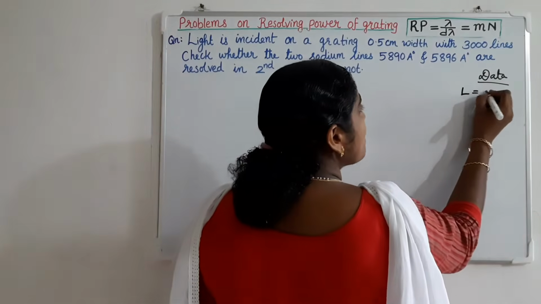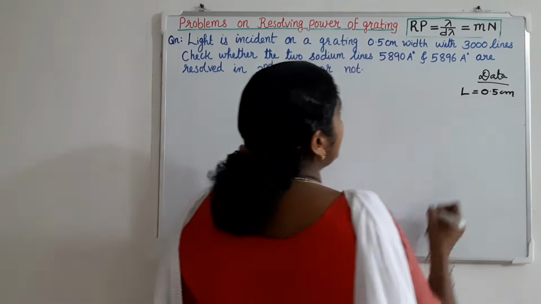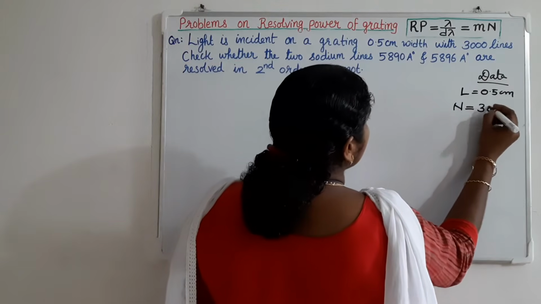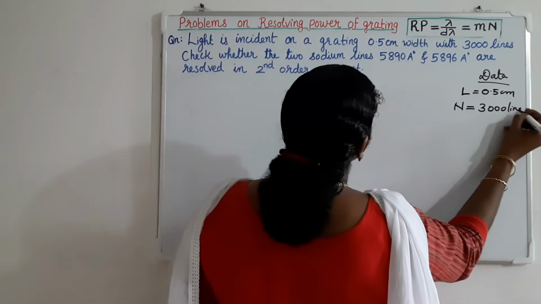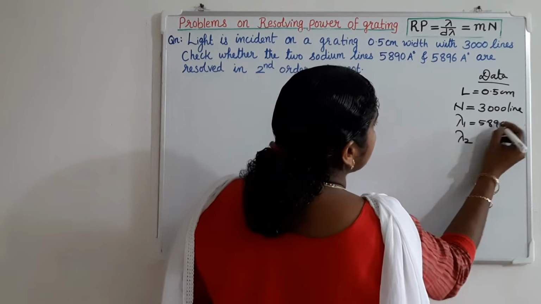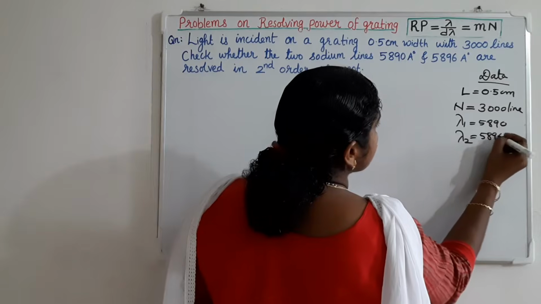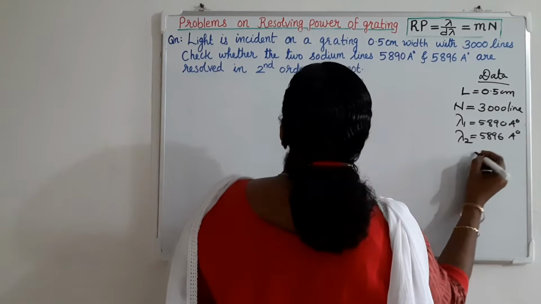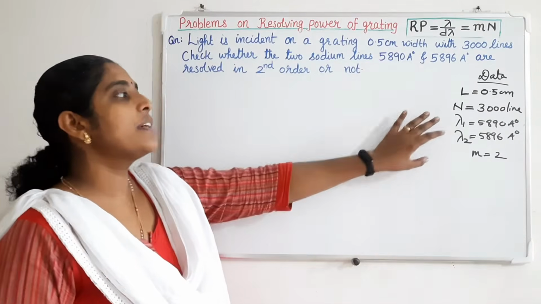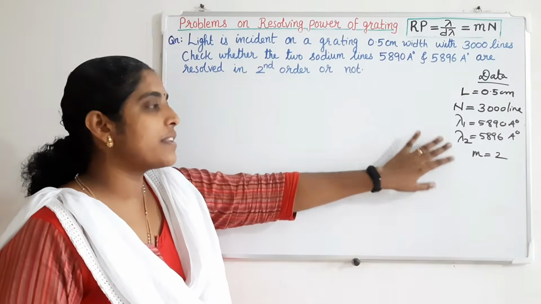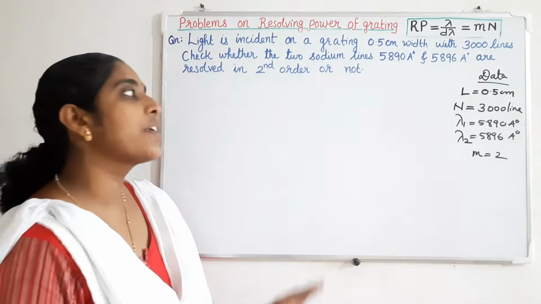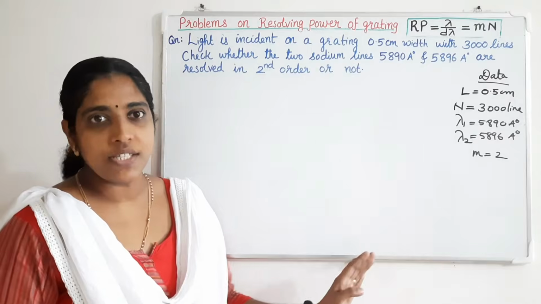The grating is 0.5 centimeter width with 3000 lines on the grating. Check whether the two sodium lines of wavelength 5890 and 5896 angstroms are resolved in m equal to 2 or not. So to check whether these two lines are resolving in the second order, first we can find out the minimum number of lines required for resolving these two lines.